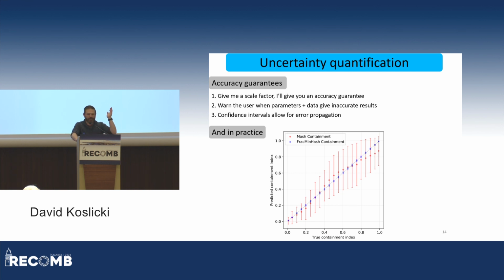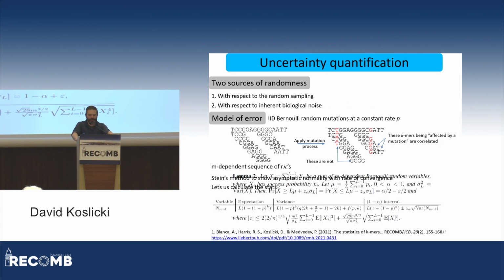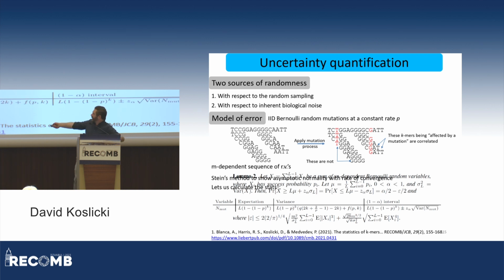Theoretically, this turns out to be an M-dependent sequence of random variables, and so you can prove these big old scary theorems about central limit theorems, but I won't go over that because that was the subject of a RECOMB talk a couple years ago. All that is to say, it lets us derive some statistics from it. If you look at the number of mutated k-mers, we can look at its expectation and its variance, as well as confidence intervals.